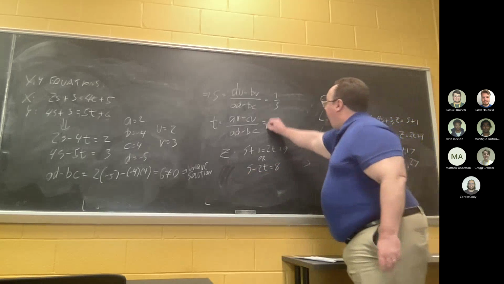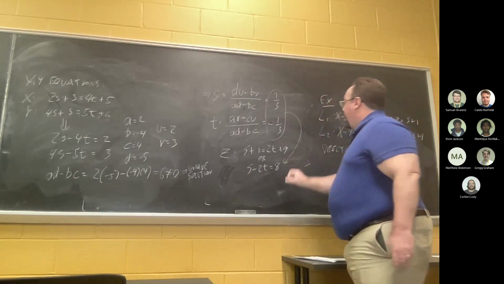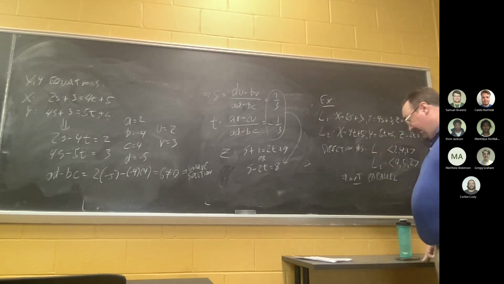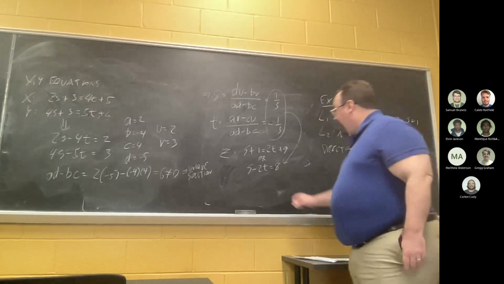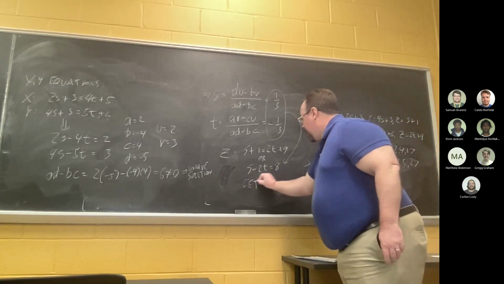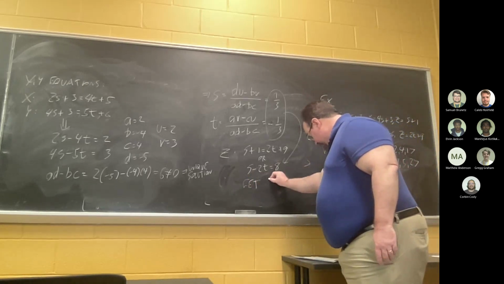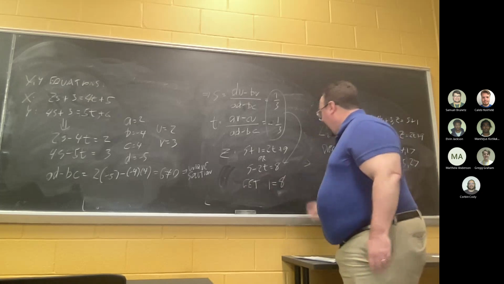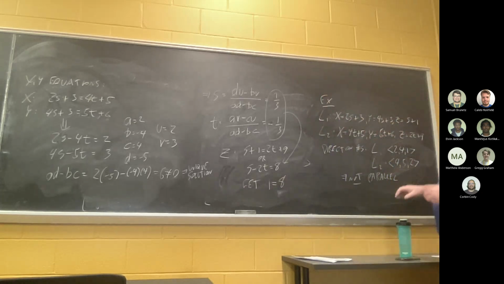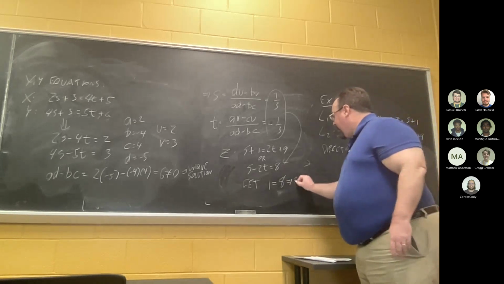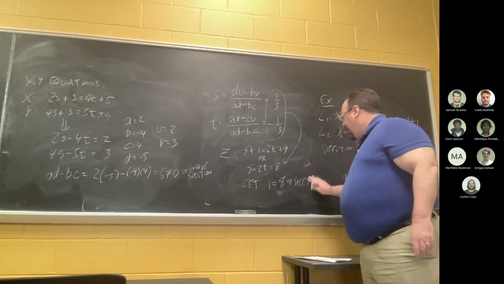So what you can do is take these values for S and T and substitute them down there. But what happens is you get 1 on the left side and 8 on the right side. So this did not go well. The S and T that satisfy the X and Y equations do not satisfy the Z equation. So we conclude that the lines are skew.